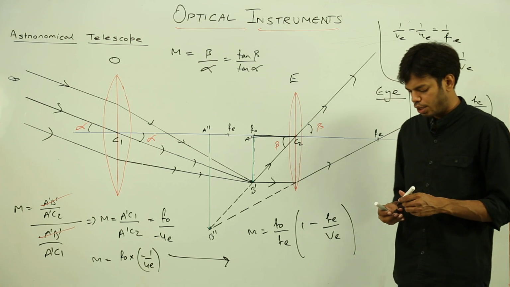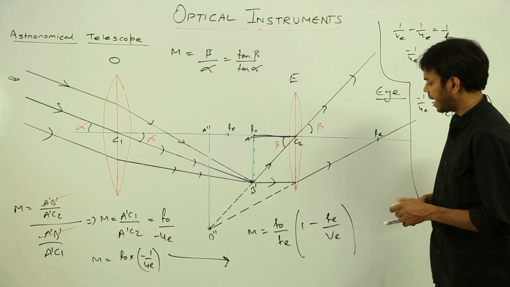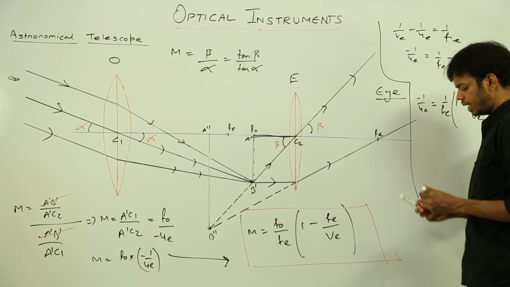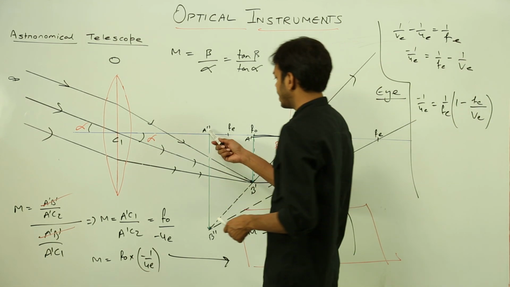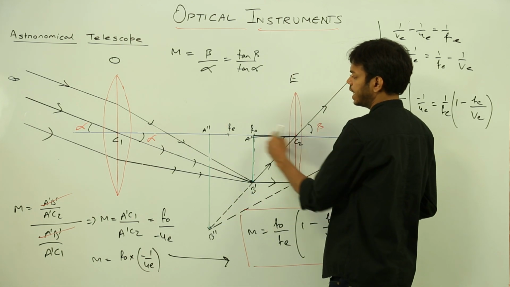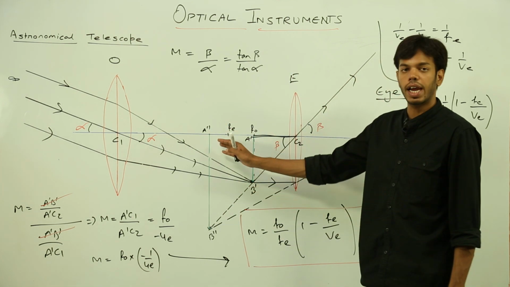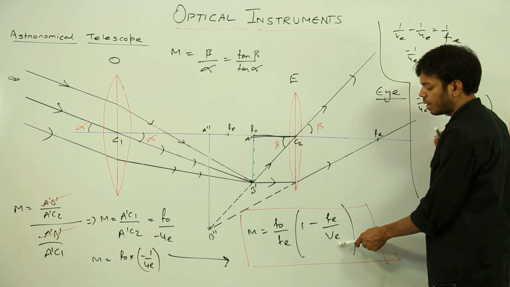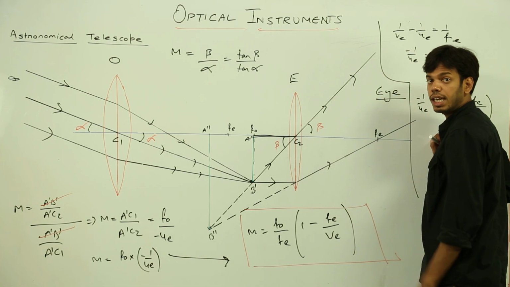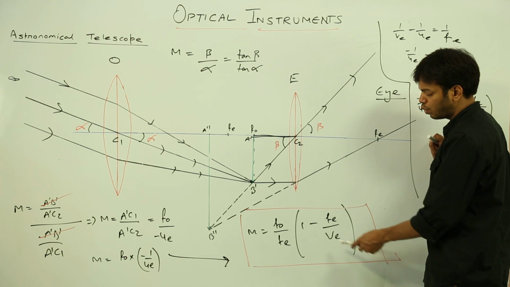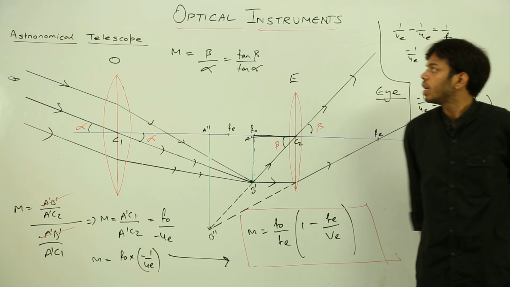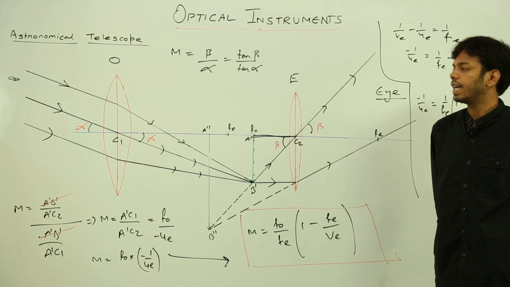So this is your final answer for the magnifying power of an astronomical telescope. And when this distance VE is on that side, like the left side, and you replace it by the least distance of distinct vision, you can replace this term by minus D. D is the least distance of distinct vision, and in that case you will get 1 plus FE over D. So this is the formulation for the magnifying power of an astronomical telescope.